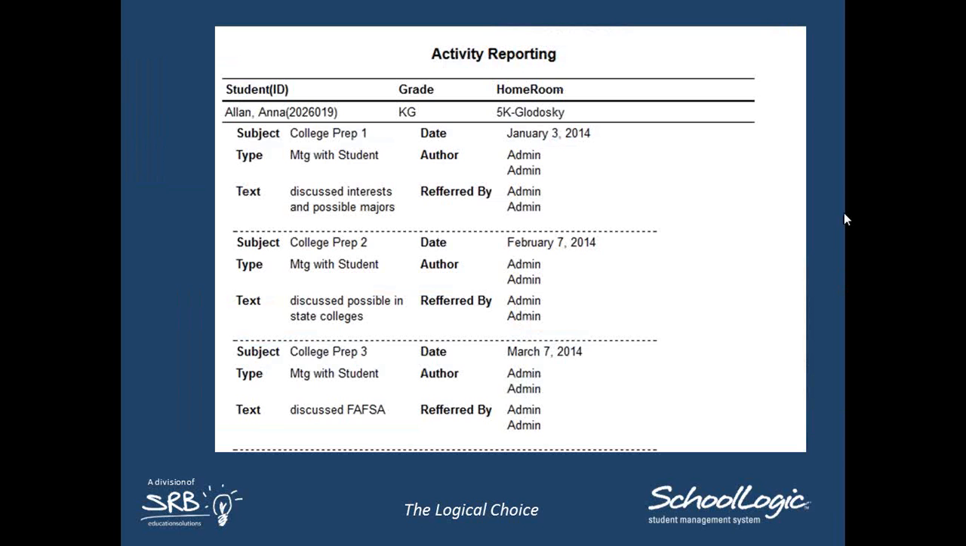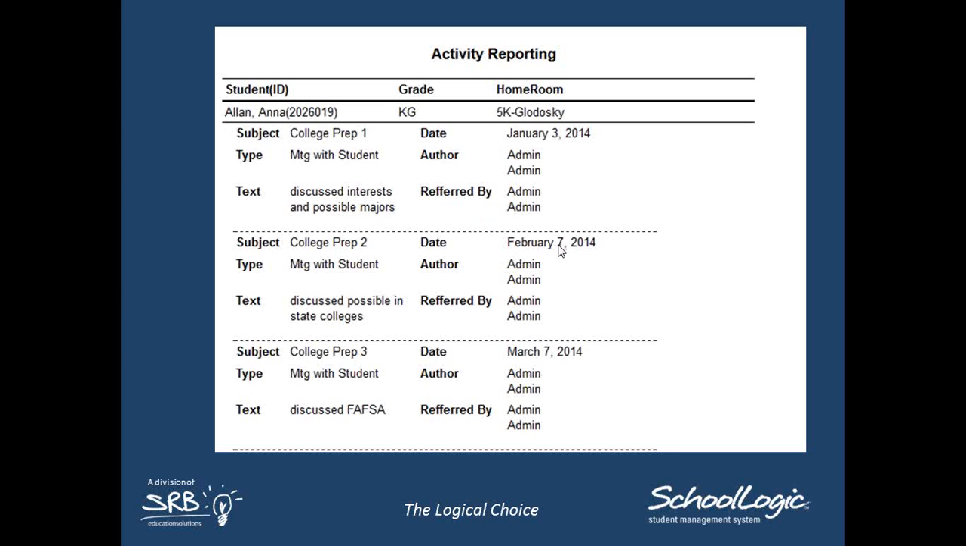Activity reports come in about 3 flavors, and this is one of them. This is the detailed report, and we'll certainly show you the others before you leave today. But this detailed report shows you this free-form text area. So we see here that on the first meeting on January 3, they discussed Anna's interests. Here's my student, Anna Allen, and they discussed Anna's interests and possible majors. Now, in a perfect world, of course, Anna went home and she discussed some of those possibilities with her parents.